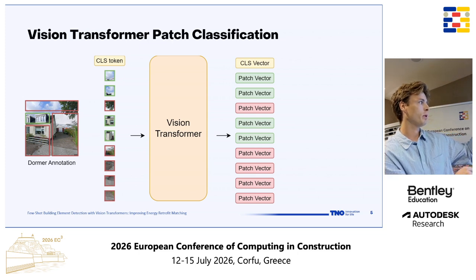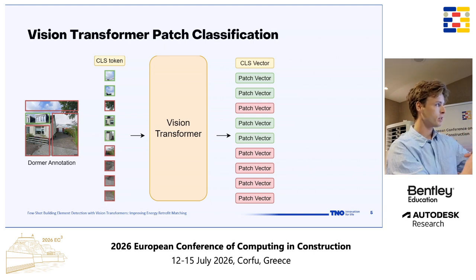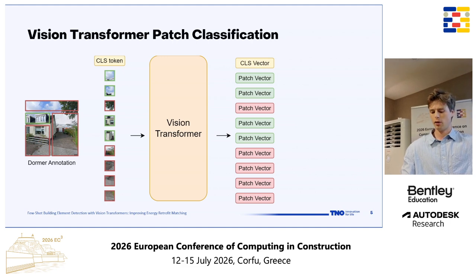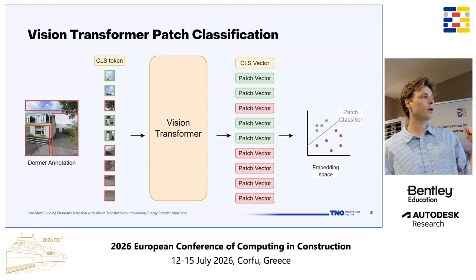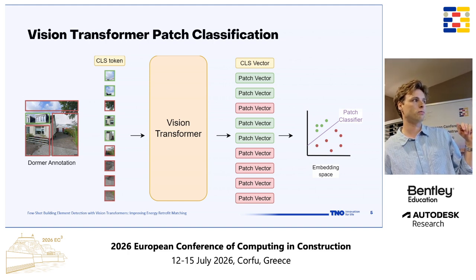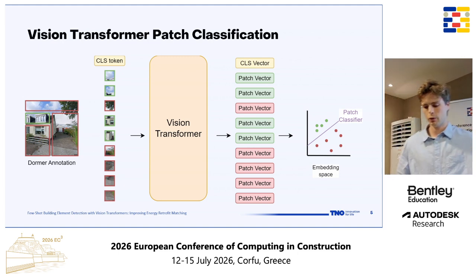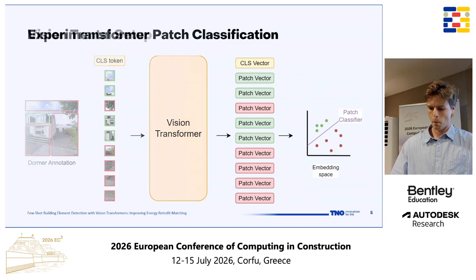of 14 by 14 pixels, and then processes it and produces a vector for each of those patches. And while we do that with the annotation, we can keep track of which of the patches are of the building element and which are not. Then we do this for multiple images, and we collect all the vectors, and then we fit a machine learning classifier in the embedding space to distinguish between those positive and negative embeddings.